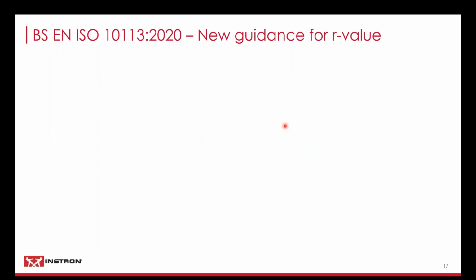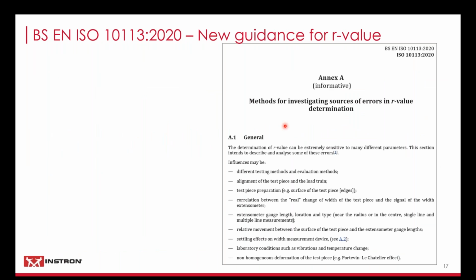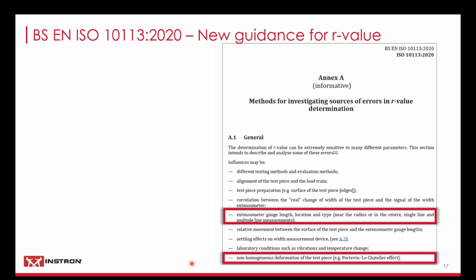This also follows on with some of the new guidance from the ISO 10113 standard for 2020. This is the appendix, which talks about R value determination and sources of error. They specifically talk about single line versus multiple line measurements and the location of the extensometer gauge length, and specifically non-homogeneous deformation of the test piece related to the PLC effect.